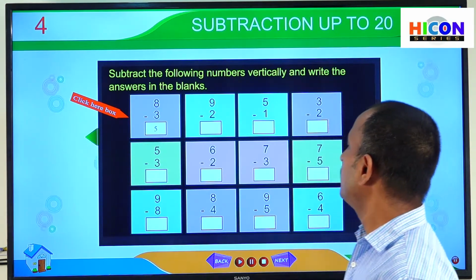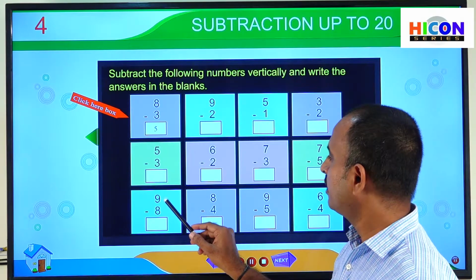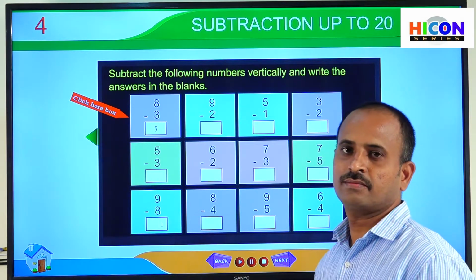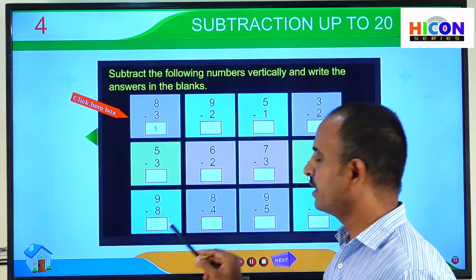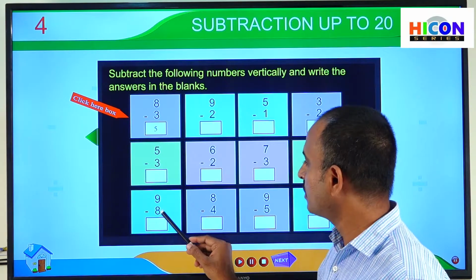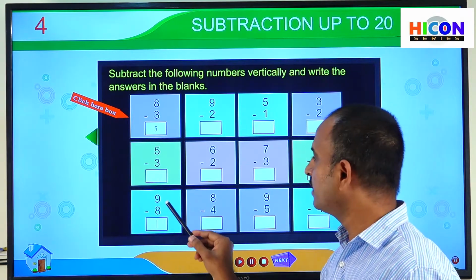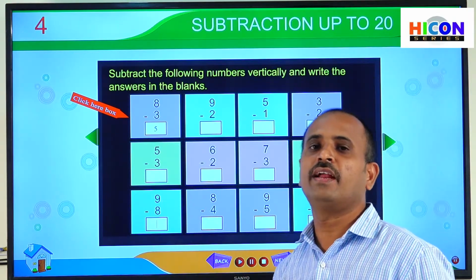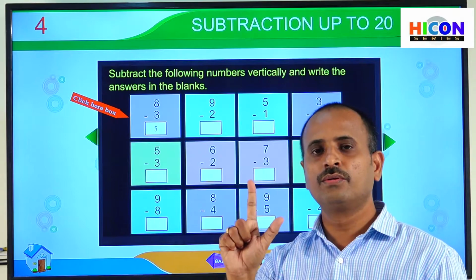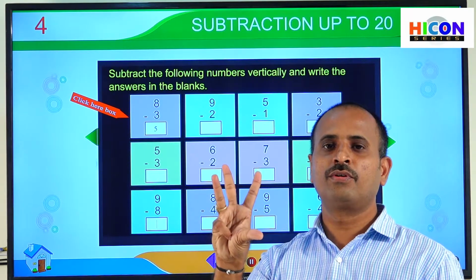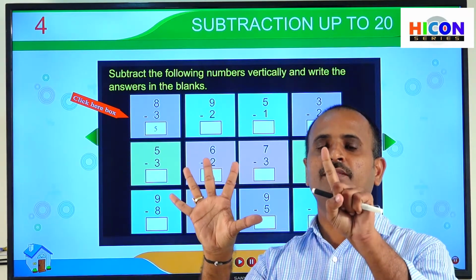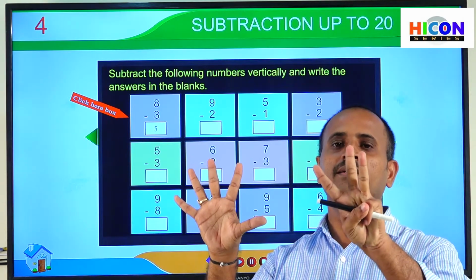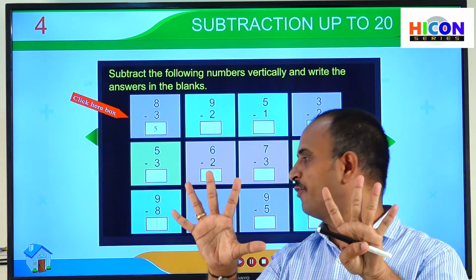So let us see another example. 9 minus 8. That means we have to subtract 8 from 9. So what is the first number here? 9. So open 9 fingers of your hand. It is 1, 2, 3, 4, 5, 6, 7, 8, 9. So children, these are the 9 fingers.